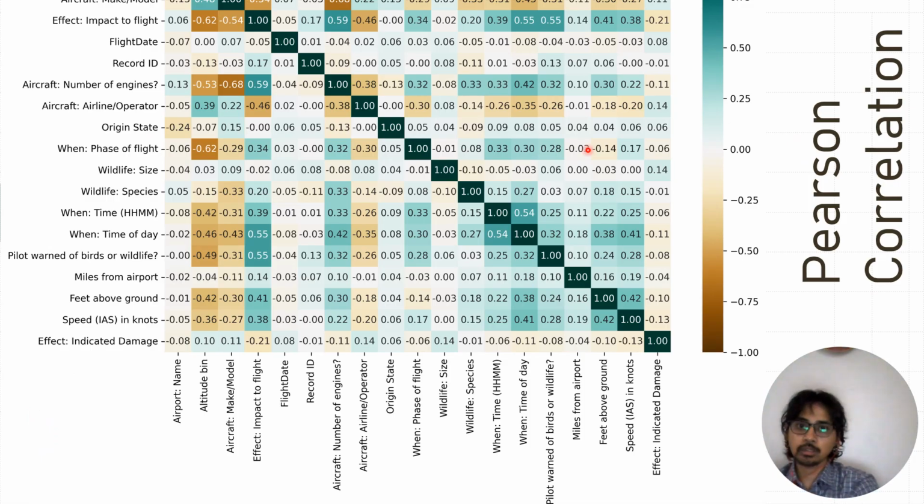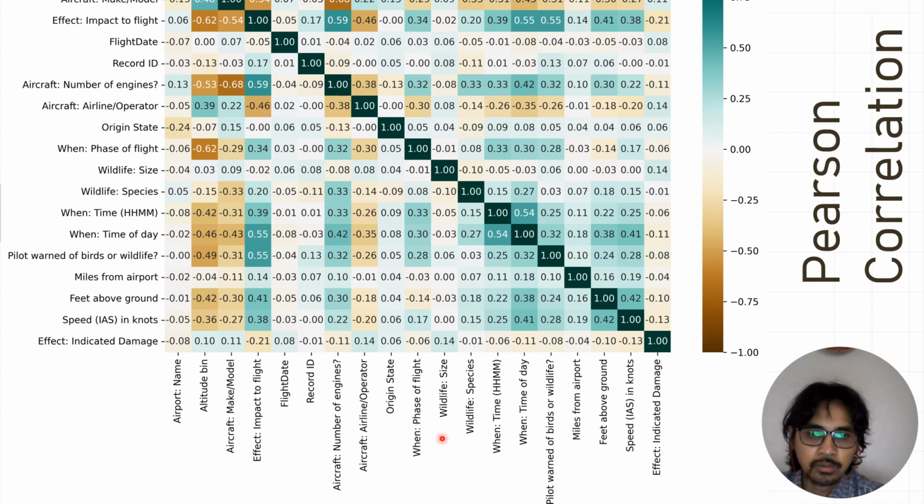And before we did machine learning training, we did a Bayesian correlation analysis to observe the correlation between the features and the label. Here is the heat map of the Bayesian correlation matrix. Here the last row is the most important row. This is the correlation between the label, which is the effect indicated damage, with all the other features. Here we can see that the highest correlation is between the effect indicated damage and the effect impact to flight, which is 0.21.